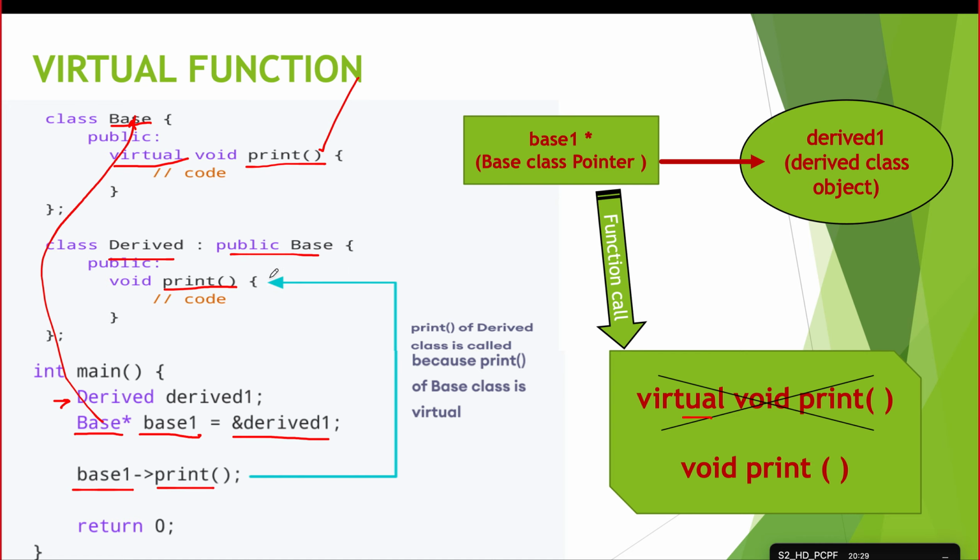In spite of the fact that we are using the base pointer, why is that function not called? Because that function was virtual by nature. We use the keyword virtual there. So print of the derived class is called because print of the base class is virtual.